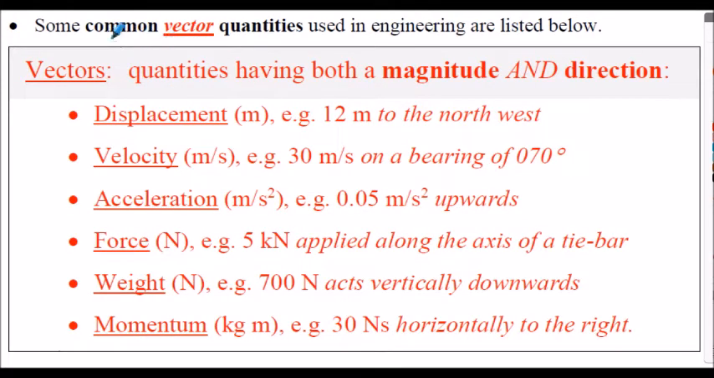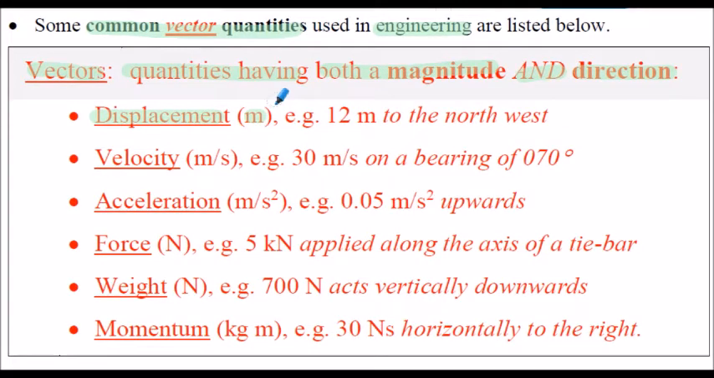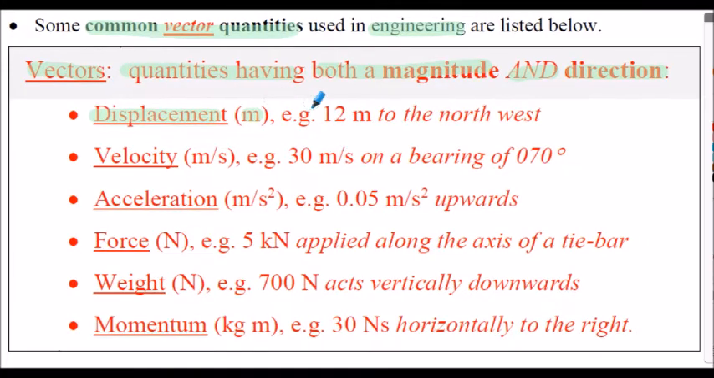Let's now consider some common vector quantities used in engineering. So vectors are quantities having both a magnitude and a direction. So displacement in meters. Notice on the previous slide we considered distance in meters. Distance is a scalar quantity, displacement is a vector quantity. So an example of displacement is 12 meters to the northwest. The 12 meters is the magnitude and the northwest is the direction.